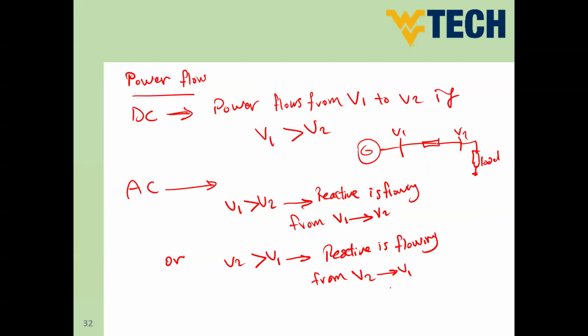Okay, guys. So if V1 leads V2 and V1 is greater than V2, in this case, power will flow from V1 to V2. But if V1 is less than V2 and reactive power is flowing from V2 to V1, the power can still flow from V1 to V2. So these are the conditions in case of AC, and this is the condition in case of DC. So you have to figure out this difference. Otherwise, it's going to be confusing to you.